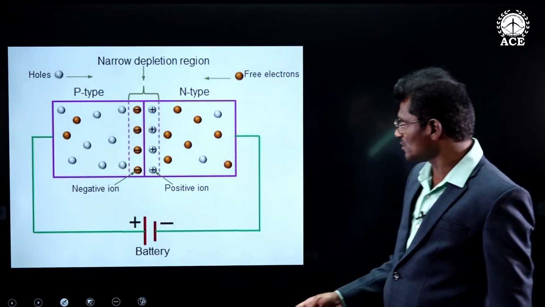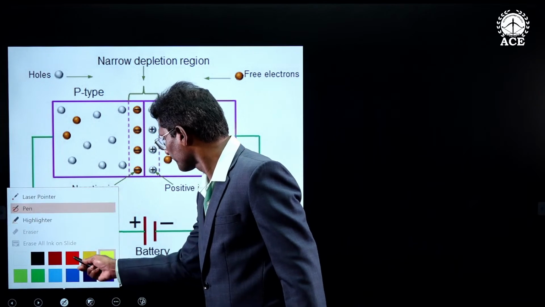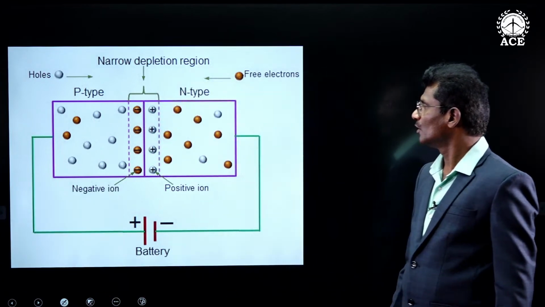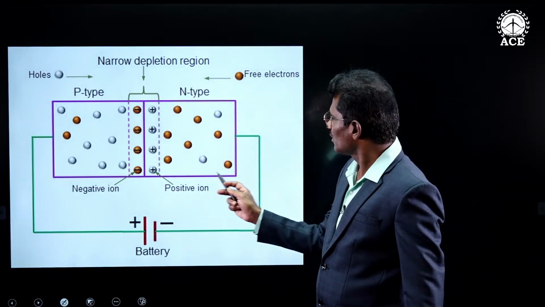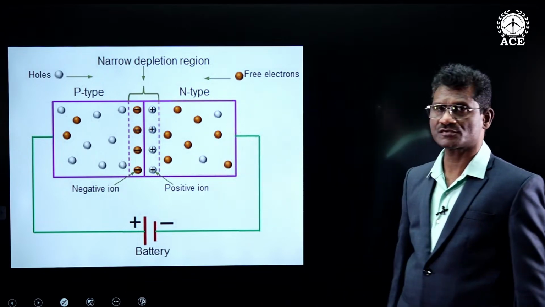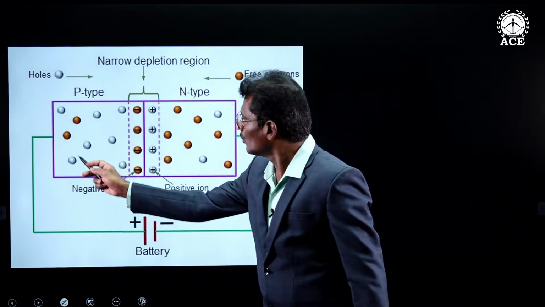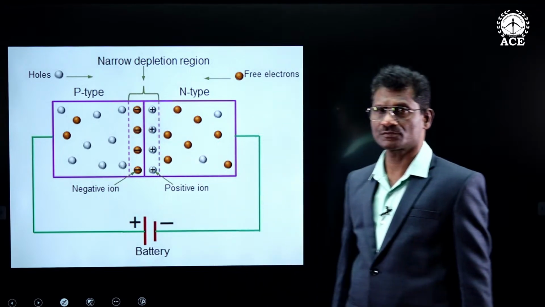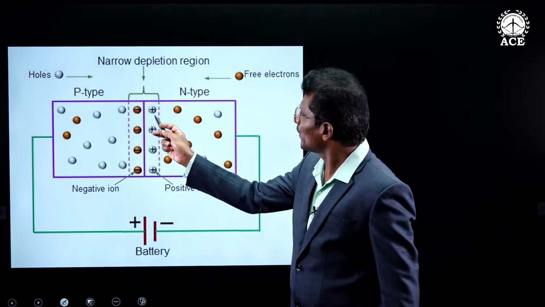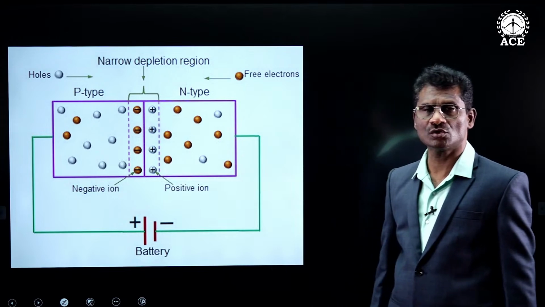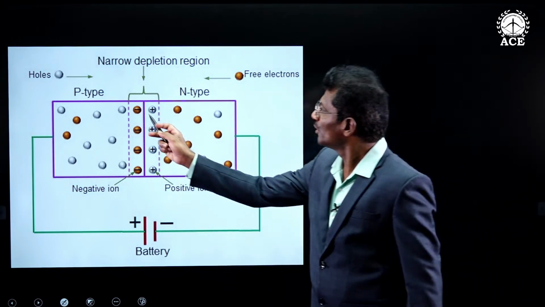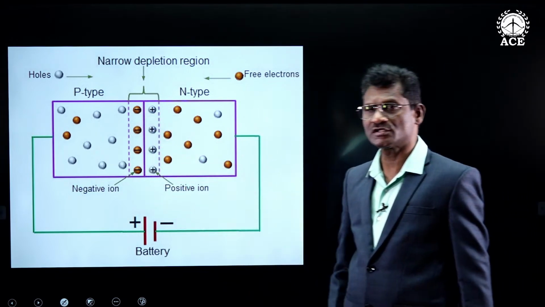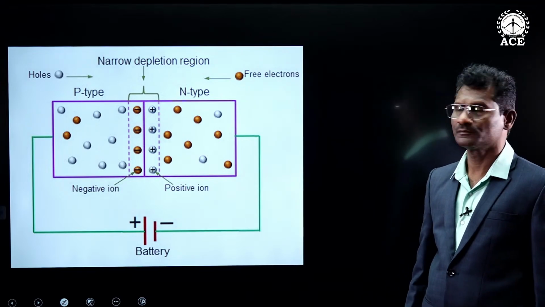Now, if you can look at this diagram, the red circles are free electrons, and the white circles are holes. Positive means a positively charged donor ion. Negative means a negatively charged acceptor ion.